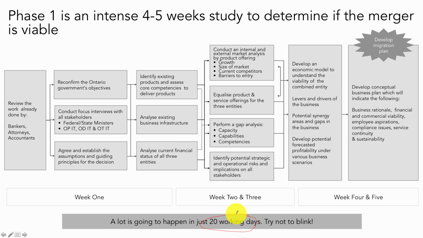So 20 days, 5 working days per week. You know, try not to blink, you'll miss a lot. It shocks a lot of people when I tell them that all of this work here happens in phase one.